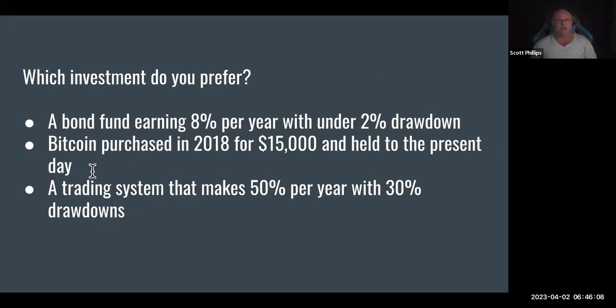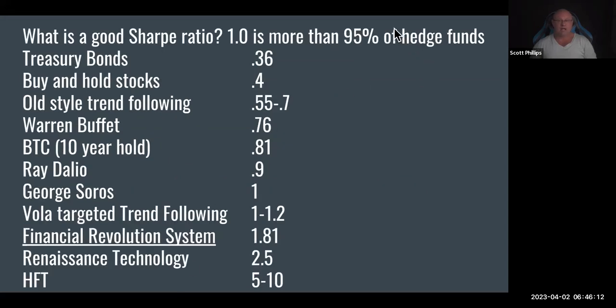The bond fund is actually the best one. Okay, so a Sharpe ratio of 1 is more than 95% of hedge funds. So let's look at some other types of Sharpe ratios. Treasury bonds, 0.36. Buy and hold stocks, 0.4. Old style trend following is about 0.55 to 0.7. Warren Buffett did 0.76. So this is the range of sort of traditional investments. Bitcoin over a 10-year hold did 0.81. Ray Dalio and George Soros around the 1 mark.